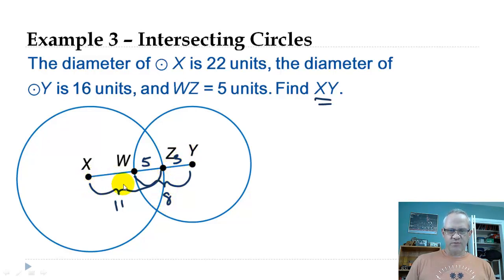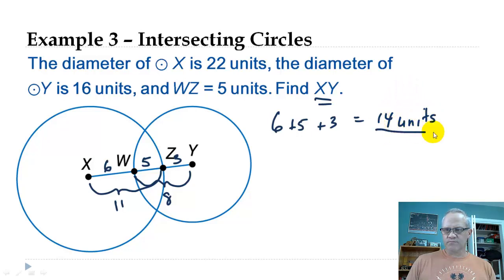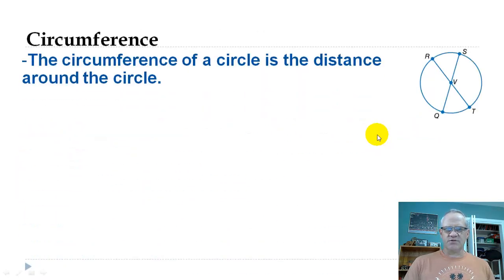And over here, if you know from X to Z is 11 and this part's 5, well, what's left here? 11 minus 5, or 6. And so then now you know that this is 6, this is 5, and this is 3. And so if we want to find XY, it's the whole thing. So we just do 6 plus 5 plus 3, and that would equal 14 units. Okay? Hopefully that makes some sense there. It's mostly just logic that you're using to think through that.